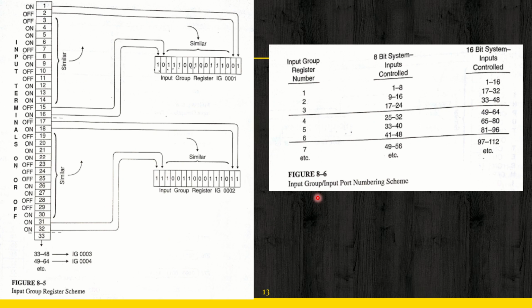Now you can see this is the input group or input port numbering scheme. This is an example. Here you can see that input group register number 1, for an 8-bit system, will control input terminals 1 to 8. For a 16-bit system it will have access to input terminals 1 to 16.